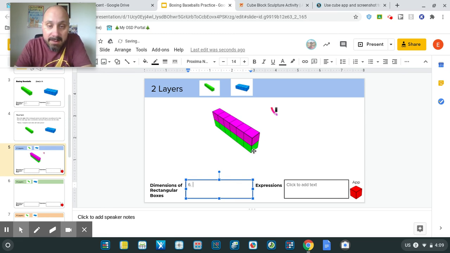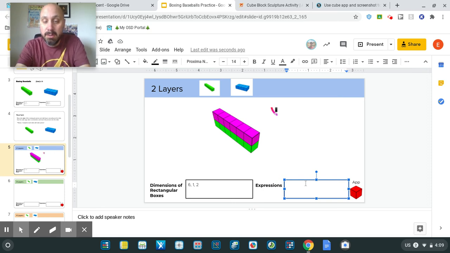My width has not changed either, has it? My width is the same. That is the same. And then my height, here's where it's changed. I added a layer. So now I have 1, 2. I have 2 cube lengths going up for my height. So now I'm at 2. So this prism is a 6 by 1 by 2 rectangular prism.